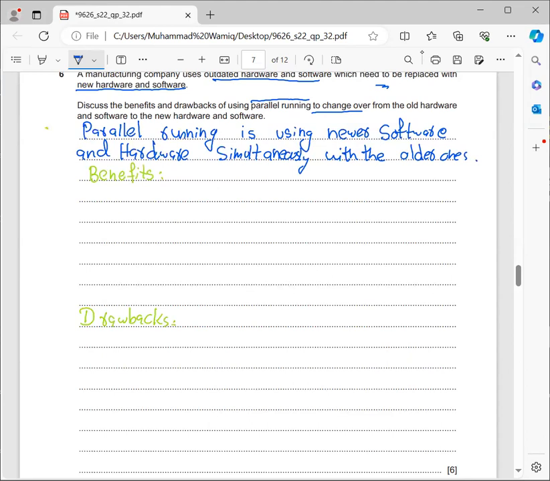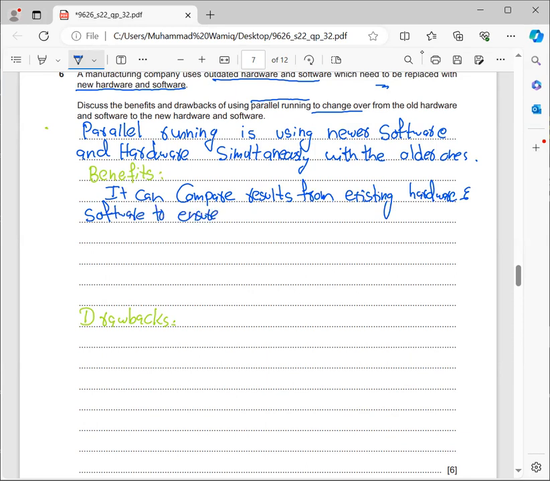Like the first benefit can be it can compare results from existing hardware and software to ensure that newer hardware and software is error free. This is the first point.